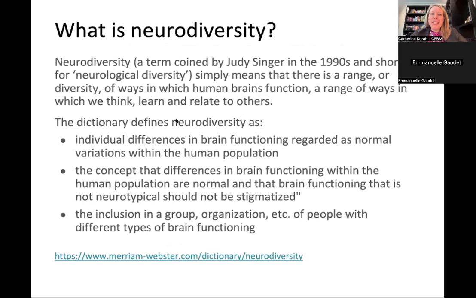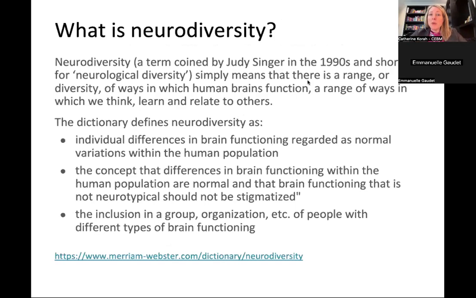And so the first piece is I will be reading to you the definition from the dictionary on what is neurodiversity, just to make sure that we're all on the same page. So neurodiversity is actually a term that was coined by Judy Singer back in the 1990s. And neurodiversity is actually short for neurological diversity. And so the two terms put together gives the word neurodiversity.